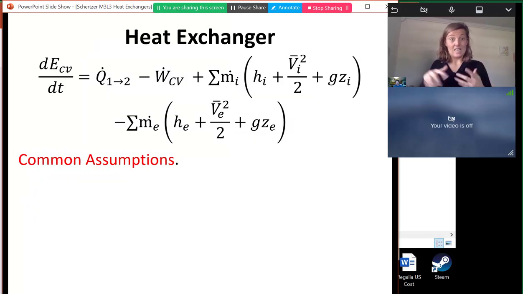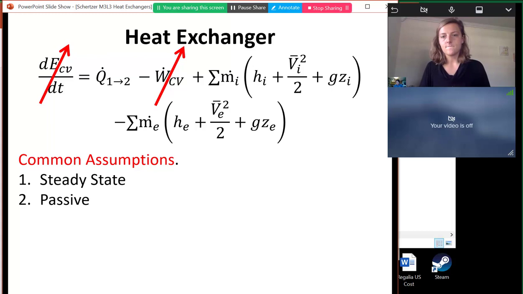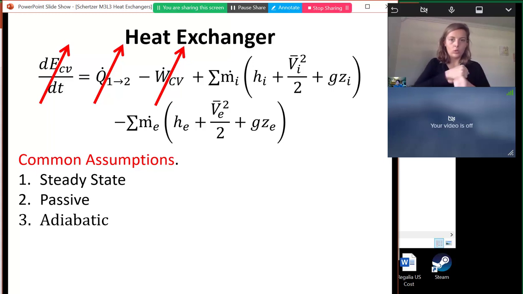So in thermodynamics, we would have said, okay, let's use the first law and try to figure out what's going on with the heat exchanger. We would have said that it's at steady state. There's no work being done, so there are no fan blades. There's no power produced, and you don't have to plug it into the wall for it to work. We say that the whole heat exchanger is adiabatic.